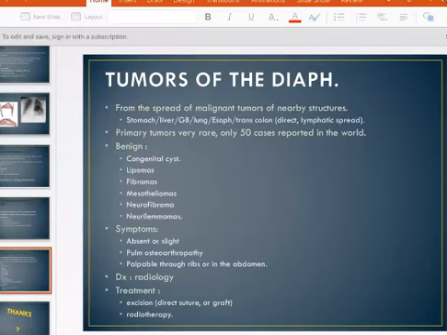The treatment of that is by excision. If it is a small defect, we can do direct suturing. If it is a big mass, it leaves a big defect, and it needs a graft. And it should be followed by radiotherapy if it is malignant. This is regarding the diaphragm.